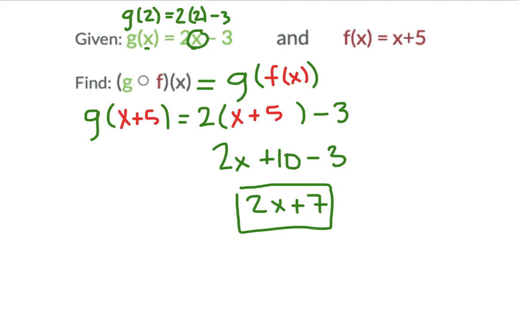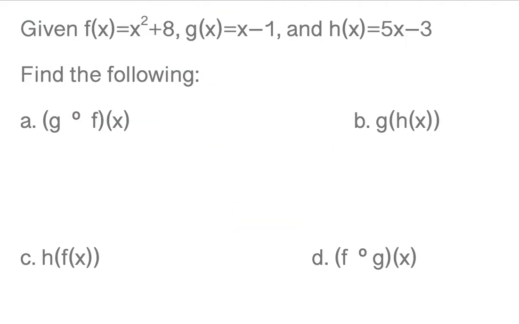So let's look at a couple other examples. I like to make a note of what value or what function I'm plugging into what function before I get started so that I don't make any mistakes. So in this case, the g comes first, then f. This means I'm going to plug f into g.